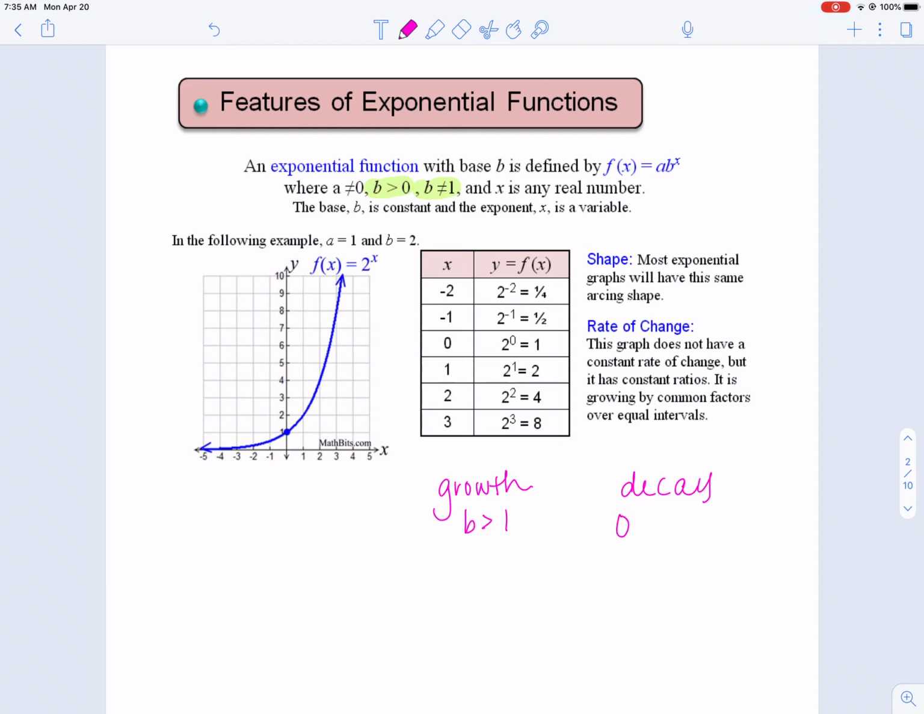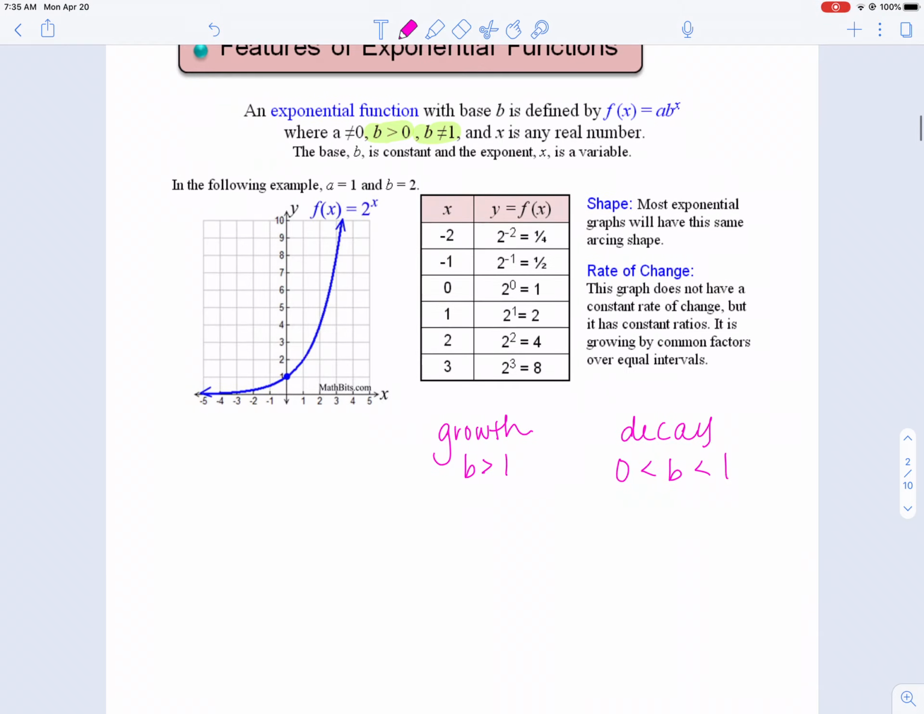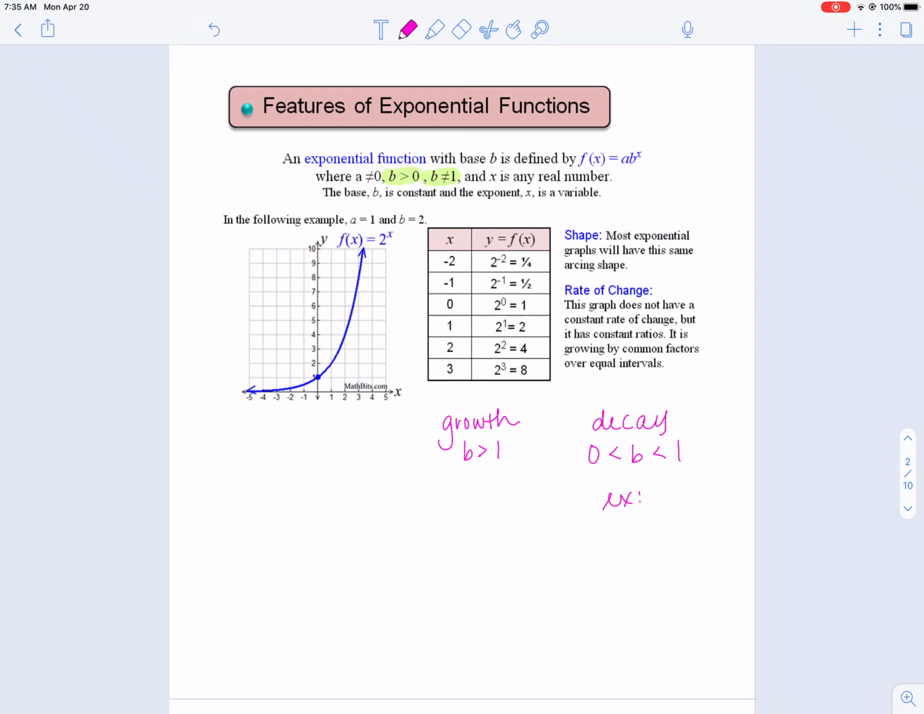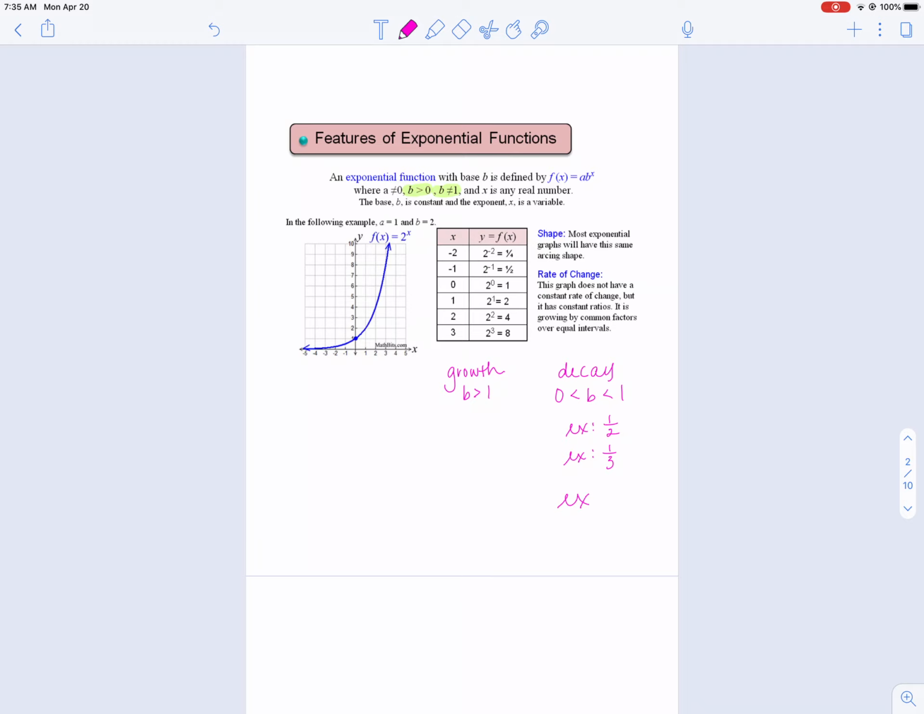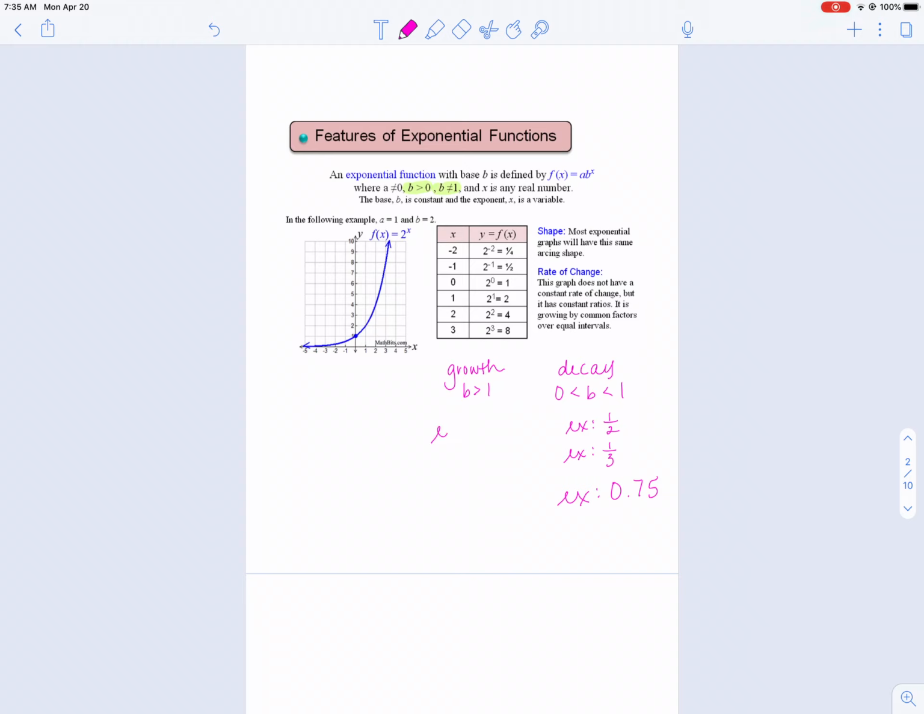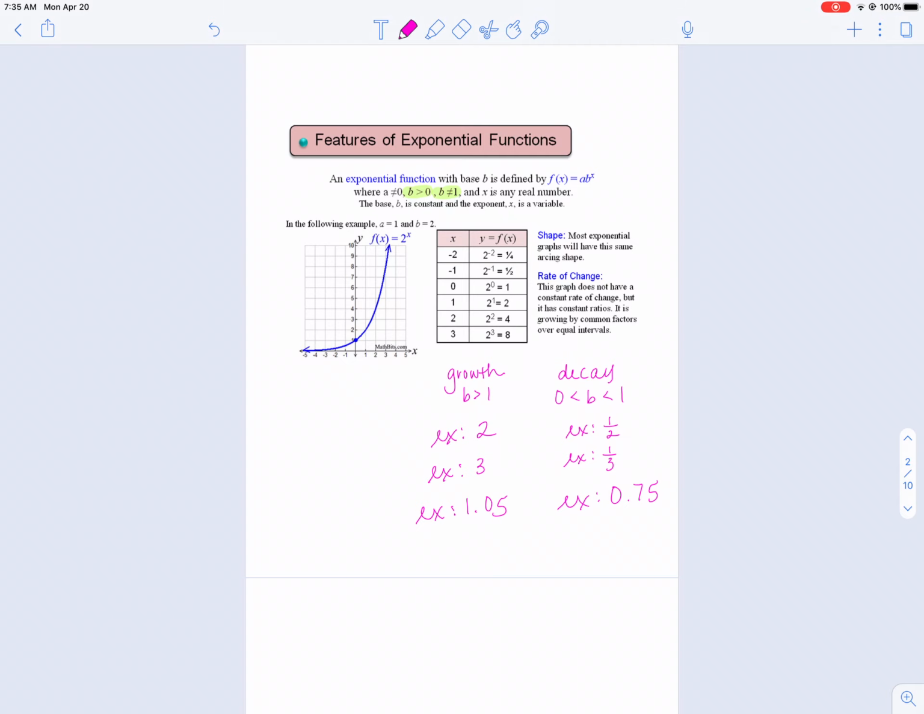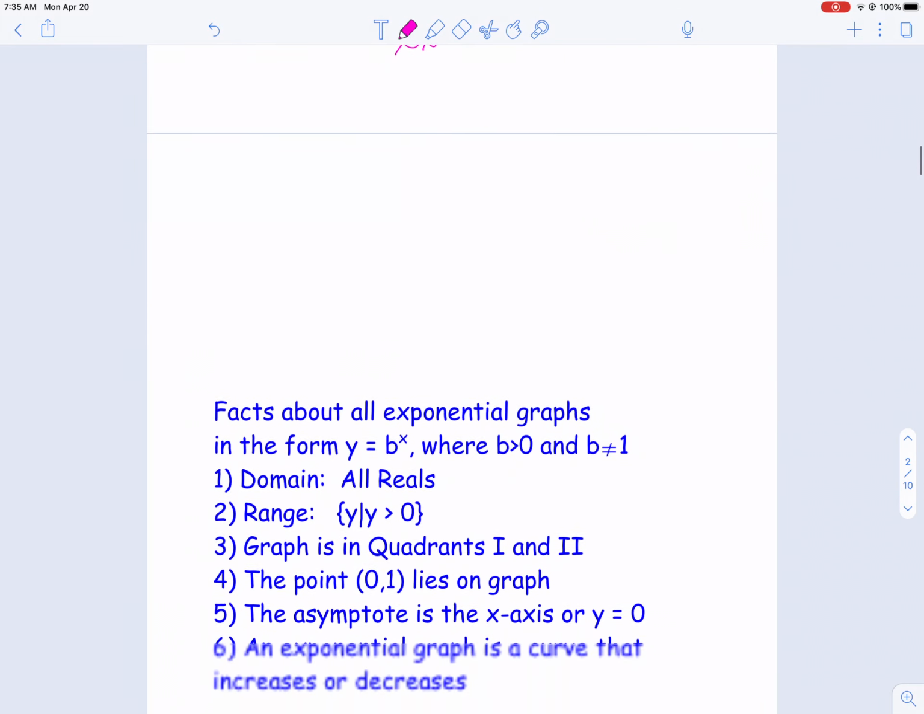When your base is in between 0 and 1, like for example, a base that is 1/2, or a base that is 1/3, or it could be anything. It could be a base of 0.75, okay, where for growth your base would be examples of 2 or 3, or your base could really be 1.05, okay? So know your different bases of growth and decay.